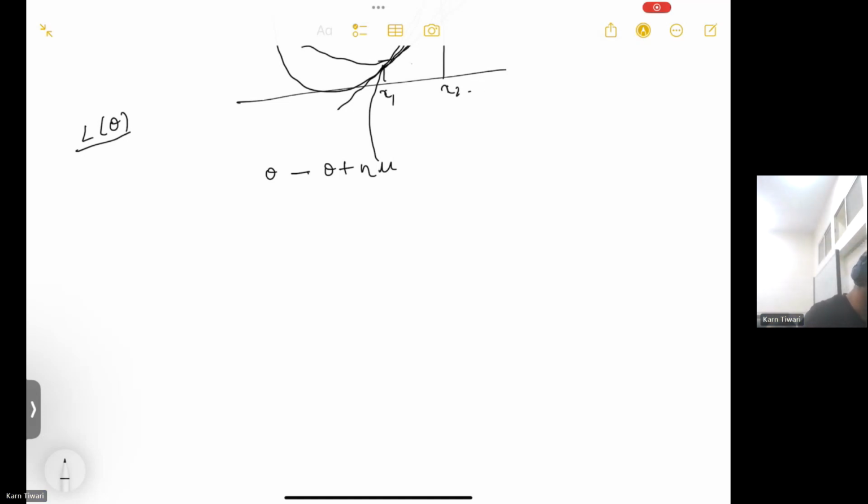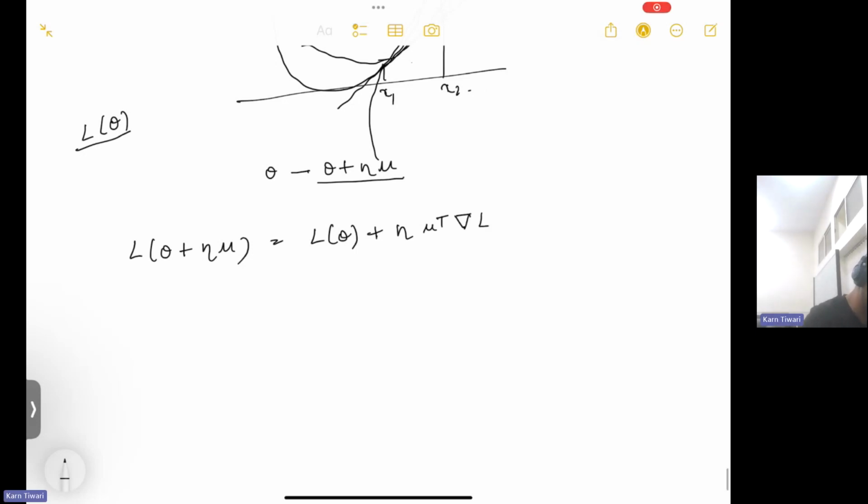So let's do the Taylor series approximation of L of theta plus eta u around theta. It will look something like this: L of theta plus eta u is equal to L of theta plus eta u transpose del of L at theta, which is a function of theta.